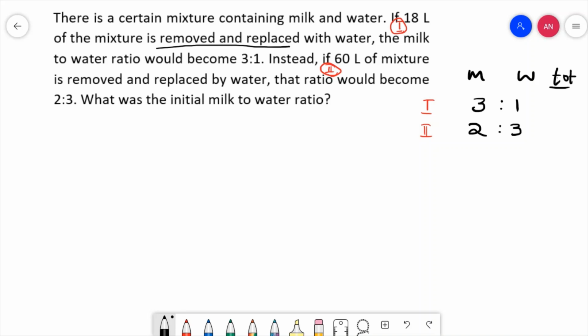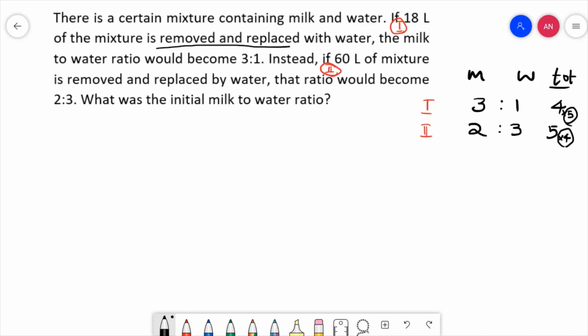The total quantity in the first condition was 4, and in the second condition it was 5. So we can see that this is not the same in both cases. So we have to make it the same. We have to make both of these the same. So we have to multiply by 5 here and 4 here. So both of these parts will be 20.